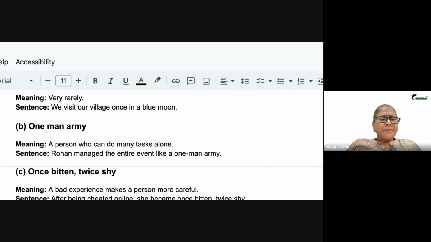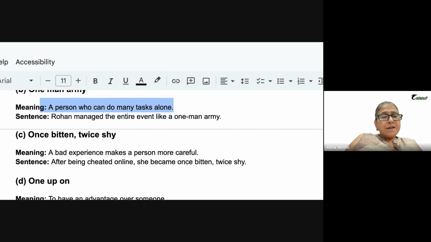One man army. So when one person is working like an army of many people. So when one person is doing the work of many. So that means one person who can do many tasks alone. Rohan managed the entire event like a one-man army. So Rohan took charge of so many things and he was able to manage the entire event. So that is an example of one-man army, a person who does many things alone.